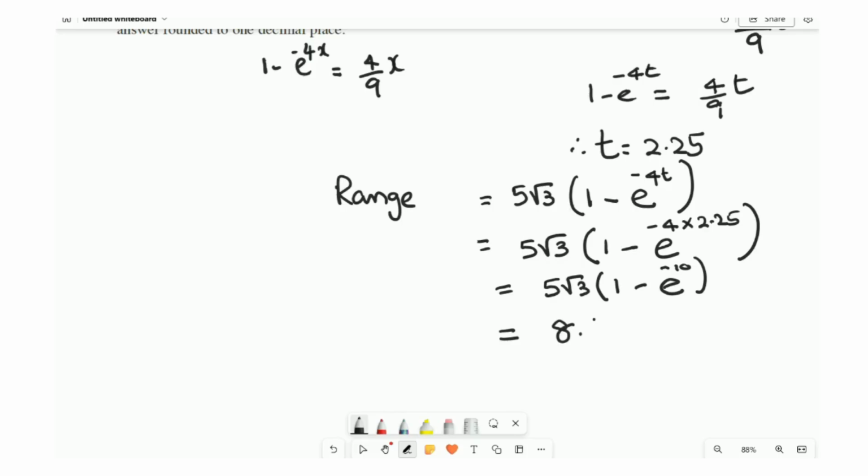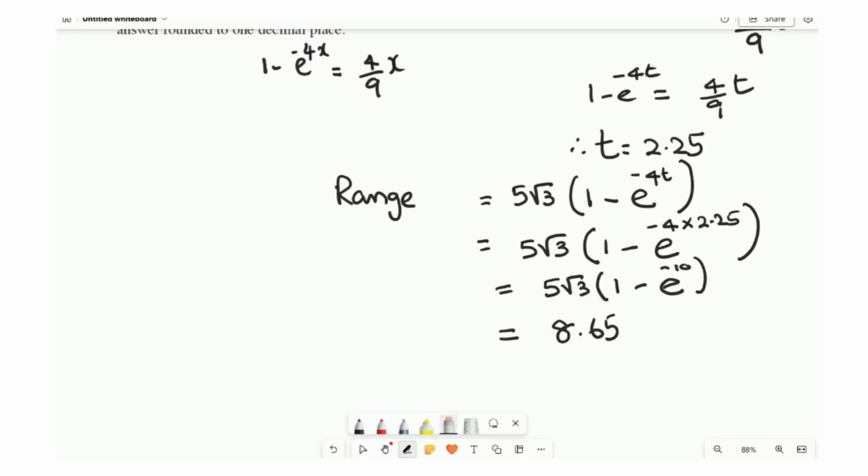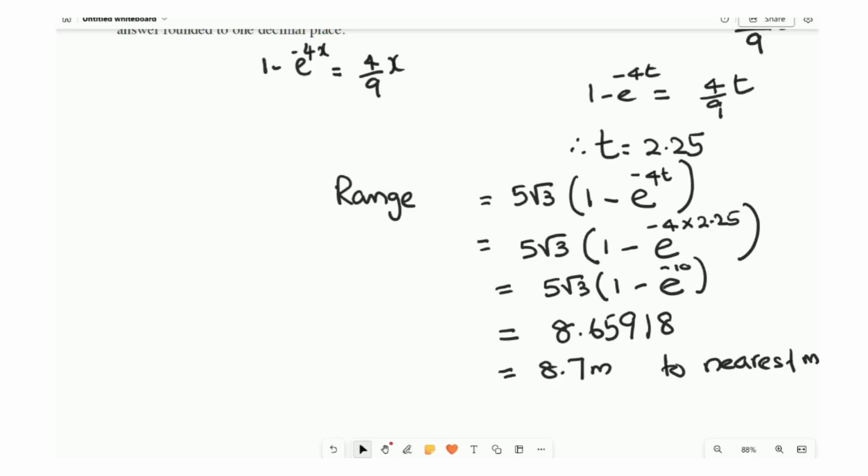It is equal to 8.65, 9.918, which is equal to 8.7 meters to the nearest meter. So therefore the range is 8.7 meters.